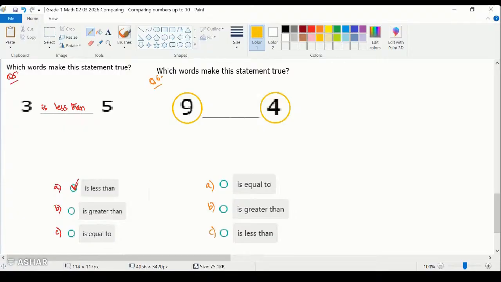No, sorry, my bad. 9 is not equal, right? Thank you, Solomon. 9 was not equal. 9 is not less than, but 9 is greater. Thank you, Solomon. Thank you, Deborah.